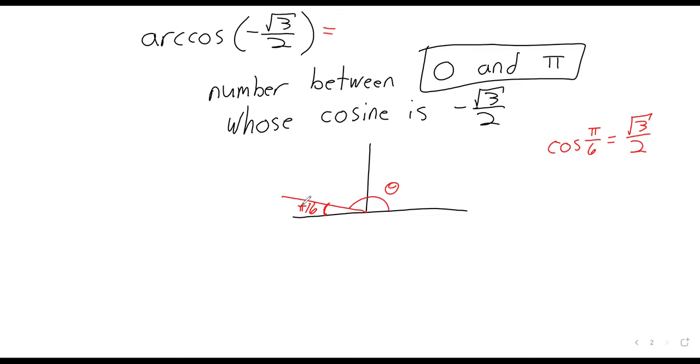So the arc cosine of the negative square root of 3/2 is what? 5π/6. Remember that there are pi radians in the straight line. So 5π/6 together with the reference angle, π/6, gives you the straight line.